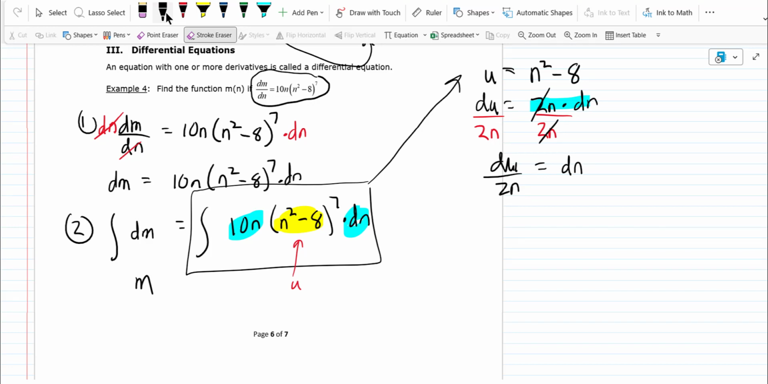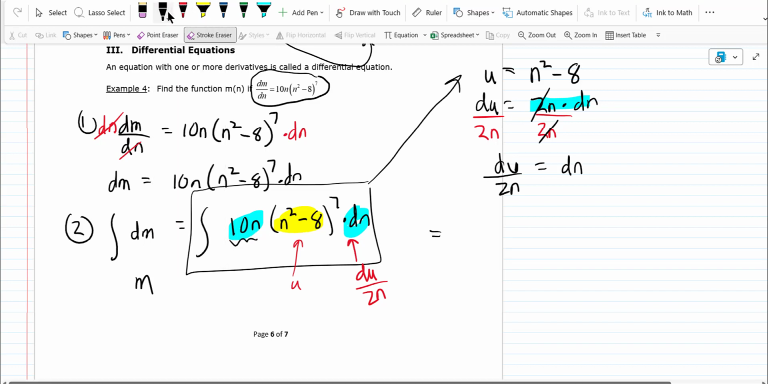All right, so here's kind of what happens now. We know that we're going to plug u in there. What are you going to replace dn with? du over 2n. I wrote that kind of sloppy. That right there should be du over 2n. What am I going to do with the 10n? Nothing. It's going to work its way out of the problem. When you get everything substituted in, bring down the 10n.